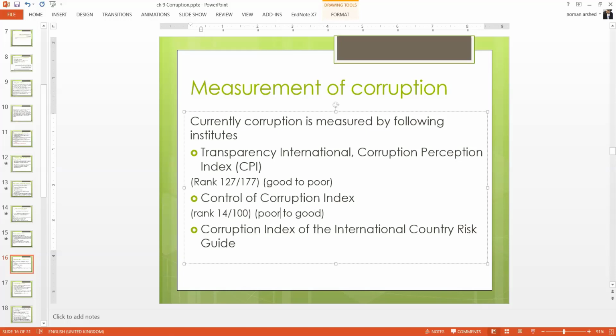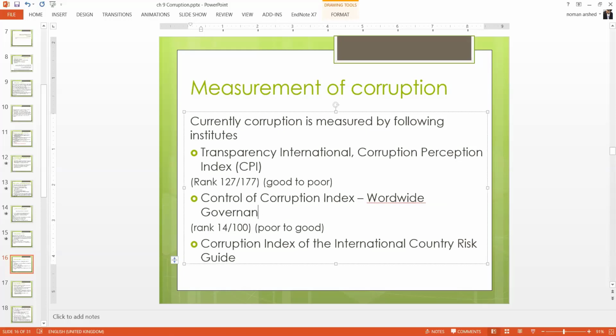It also ranks the countries. It's done by the Worldwide Governance Indicators, so they measure this index. Third is the Corruption Index by the International Country Risk Guide. That institute is called ICRG, and Worldwide Governance Indicators is WGI. So these are the three institutes that measure corruption.